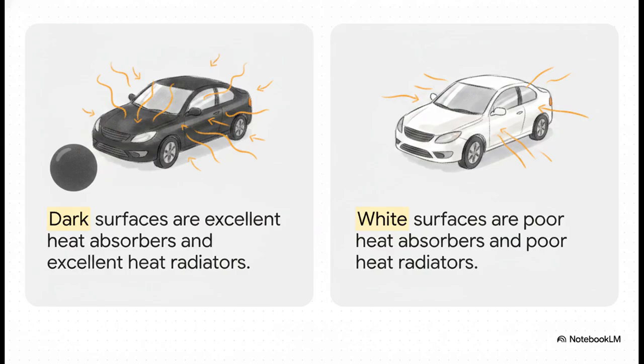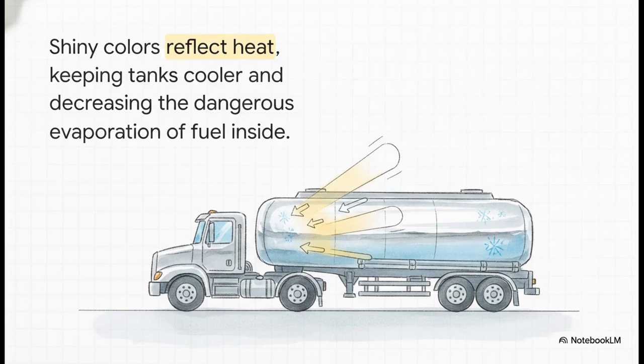Conversely, white and shiny surfaces are poor absorbers and poor radiators. They actually reflect heat. This is exactly why a black car gets so incredibly hot sitting in the sun compared to a white car. The dark surface actively absorbs the sun's radiant heat, while the white surface bounces it away. And here's a brilliant real-world industrial application of this exact concept that you'll probably see the next time you're driving on the highway. Large fuel tanks, especially the ones transporting highly flammable liquids, are almost always painted in bright, shiny, reflective colors like white or silver.